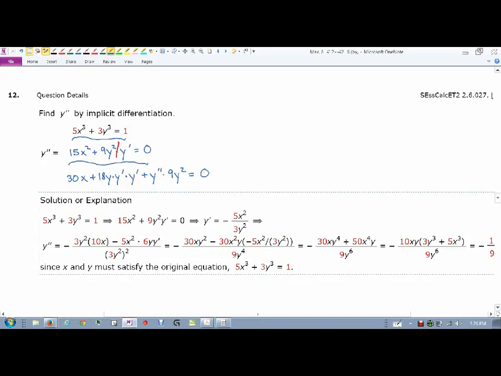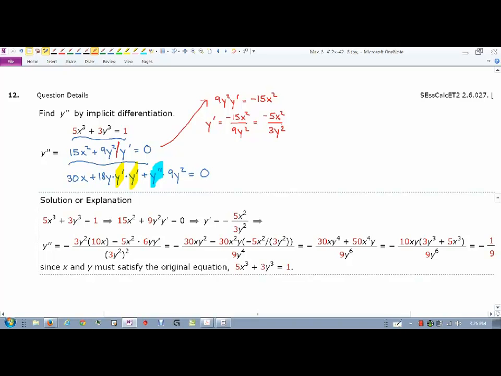That must equal 0. And again, we run into the same issue. I have y double prime here, but I also have y prime and y prime in here, so I want to get rid of those. So I'm going to take this equation here and solve it for y prime. So we have 9y squared y prime equals, take that 15x squared to the other side, negative 15x squared. I'll divide through by 9y squared, so negative 15x squared over 9y squared. And let's go ahead and reduce the fraction there. 3 goes into both of those. So negative 5x squared over 3y squared.